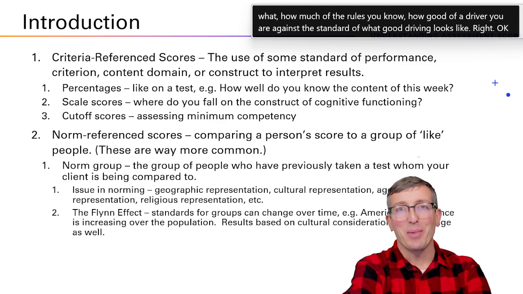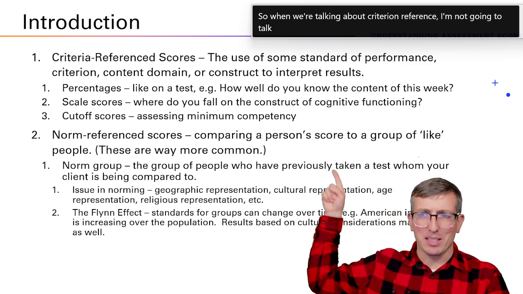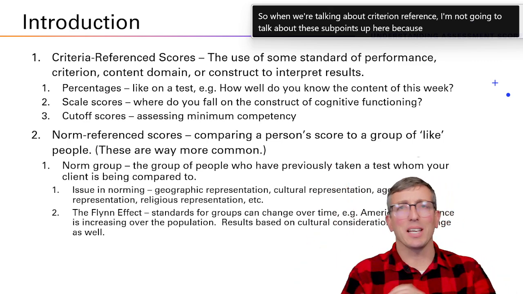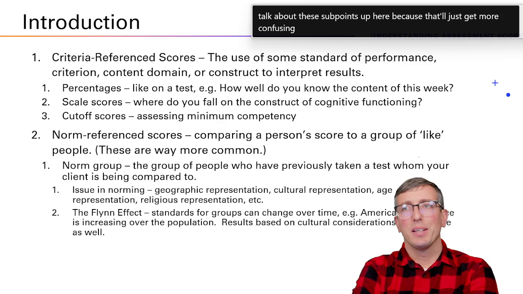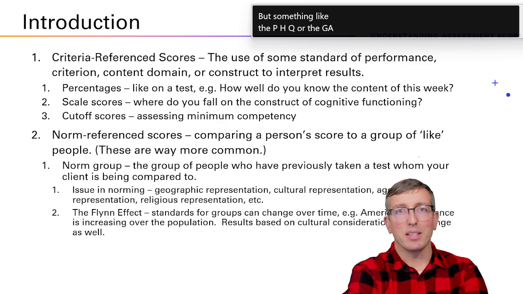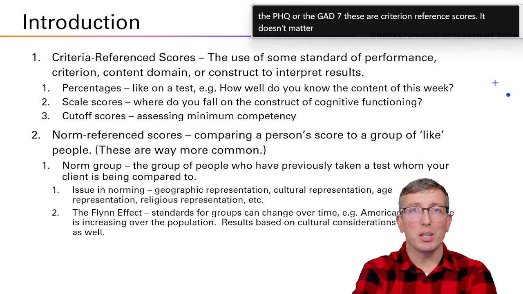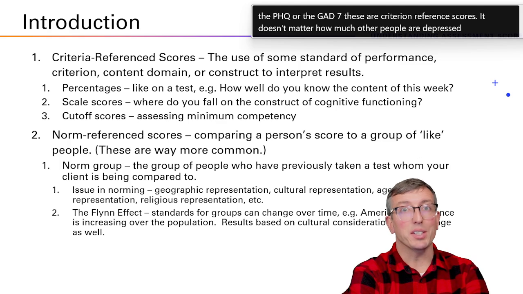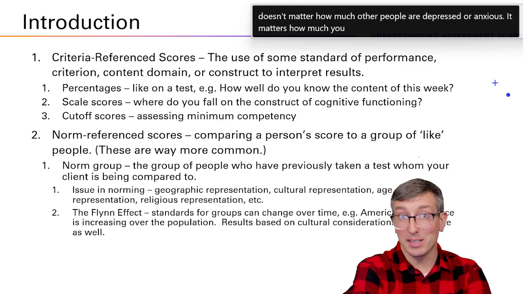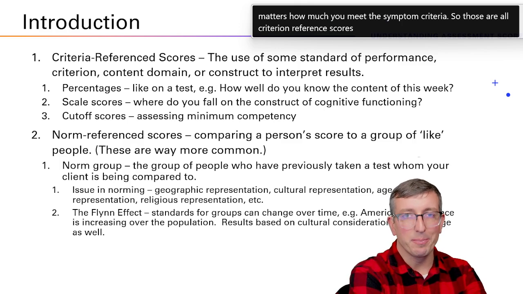Okay, so when we're talking about criterion reference, I'm not going to talk about these subpoints up here because that'll just get more confusing, but something like the PHQ or the GAD-7, these are criterion reference scores. It doesn't matter how much other people are depressed or anxious. It matters how much you meet the symptom criteria. So those are all criterion reference scores.